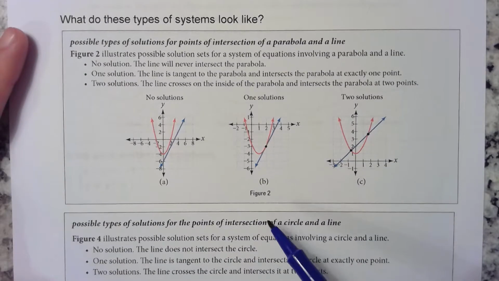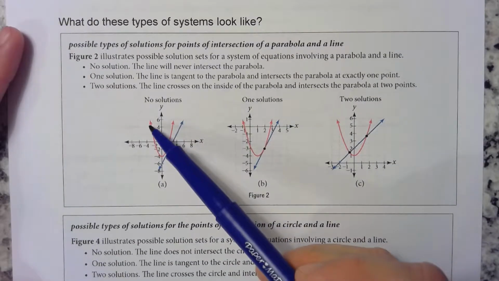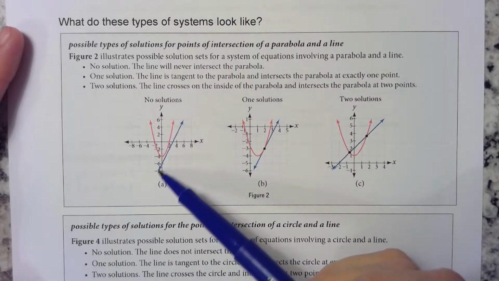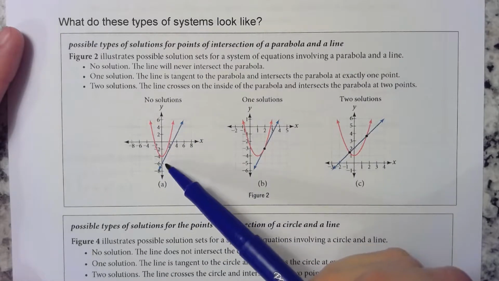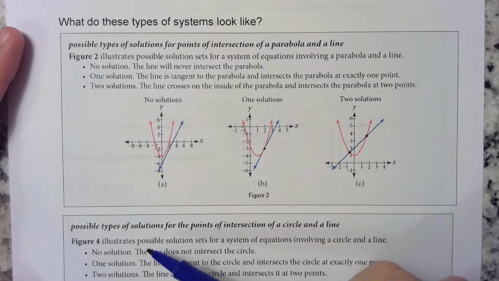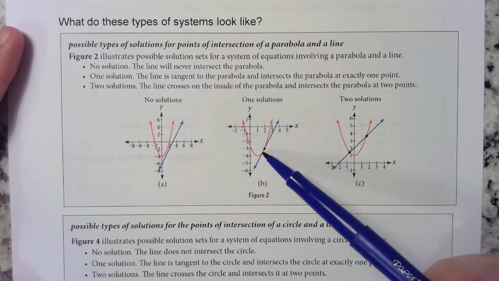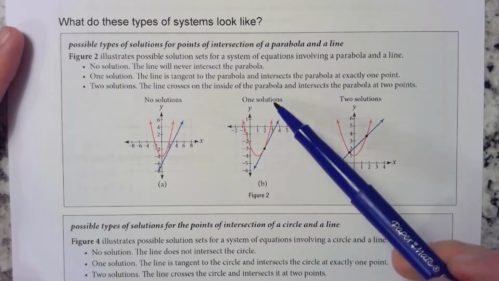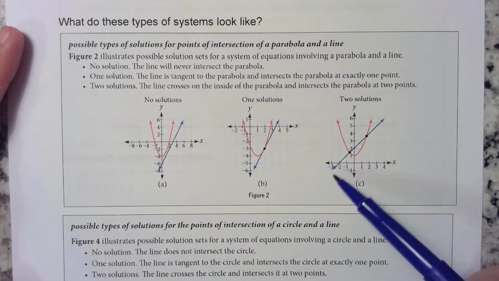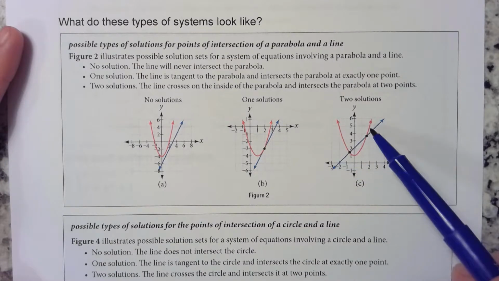Well, it is possible that this parabola and this line do not intersect, and that would have no solution. It's possible that this parabola and this line can intersect at just one point. That would have one solution. And it's also possible that this line and this parabola could intersect at 2 points, which gives us two solutions.